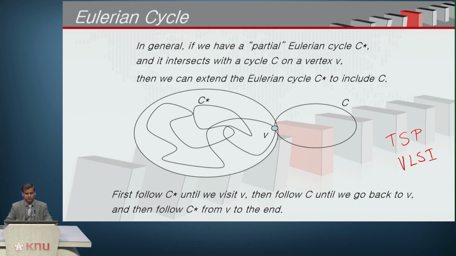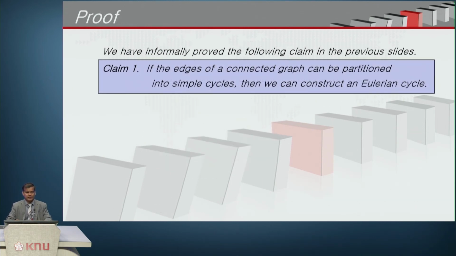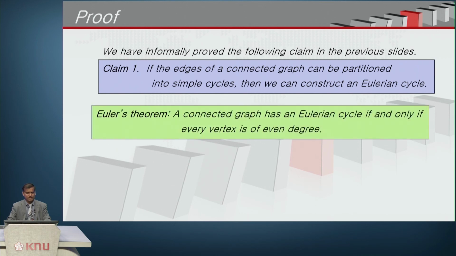Since we have already talked about Eulerian paths and Eulerian cycles, in the next part of this lecture we will also consider a few more sections of it. So let us briefly see this claim of the proof. If the edges of a connected graph can be partitioned into simple cycles, then we can construct an Eulerian cycle. Here, the edge is the line. The Eulerian theorem is that a connected graph has an Eulerian cycle if and only if every vertex is of even degree. You remember what a degree is, right?